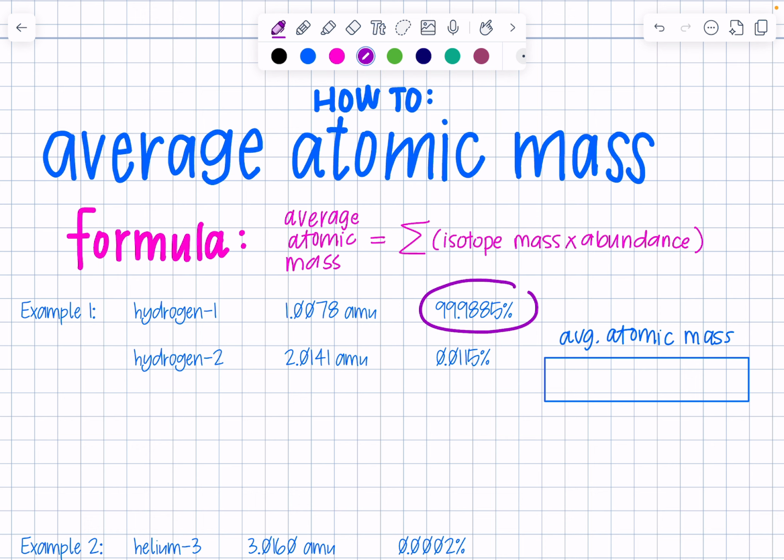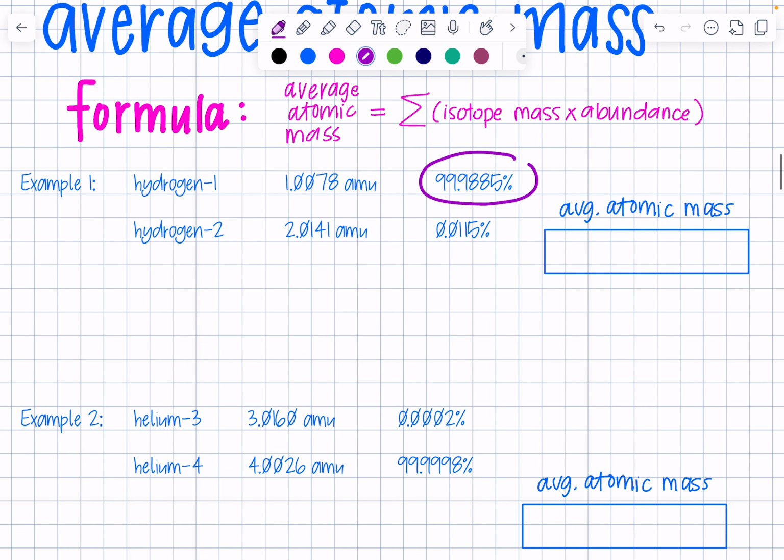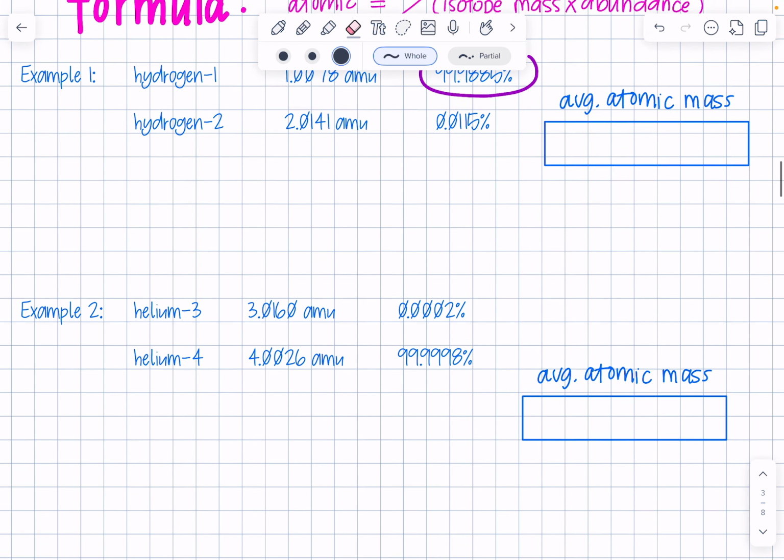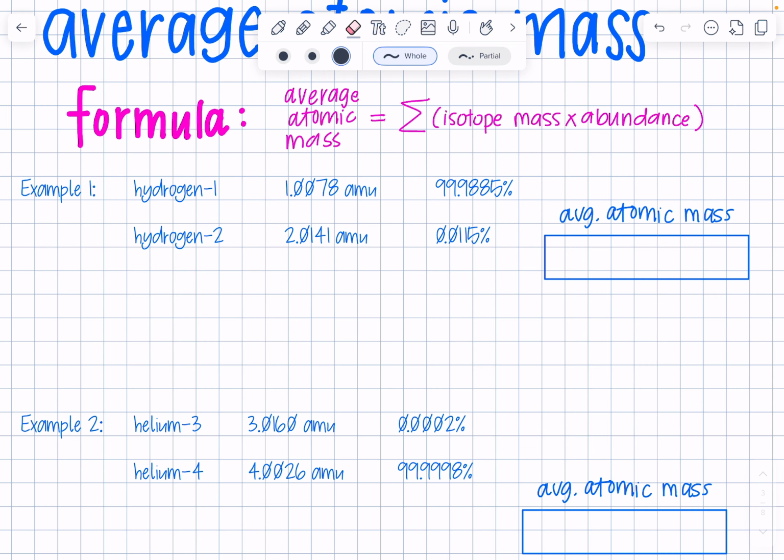99.9885% of those hydrogens are hydrogen 1, which has a 1.0078 atomic mass units mass. The remaining 0.0115% is hydrogen 2, which has a mass of 2.0141. So to calculate the weighted average, the first thing that we're going to need to do is we're going to have to convert each of these values to a decimal.